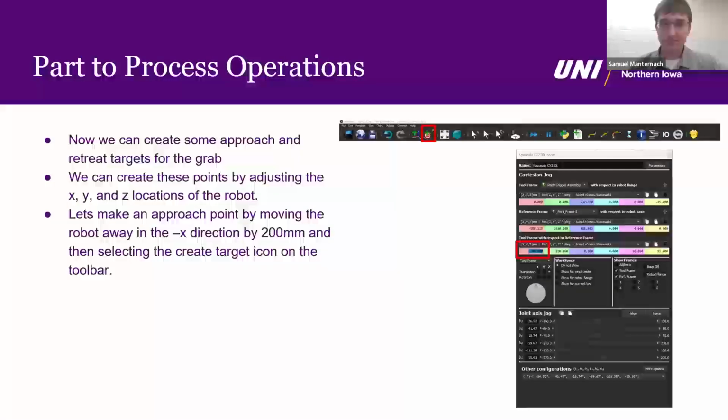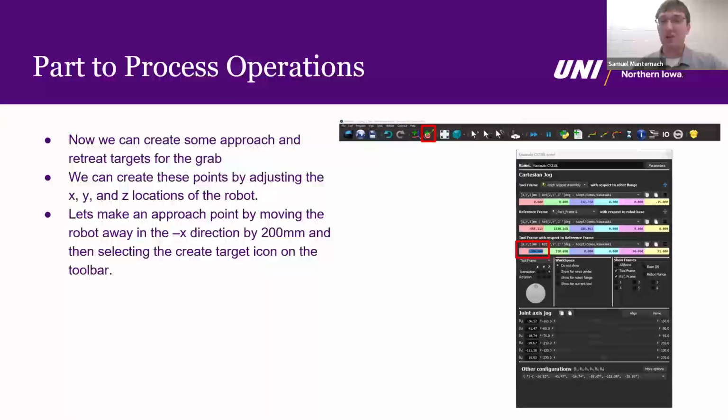All right. So now that you have that target, we can start to just work around how we're going to get our approach and retract points for this grab operation. So looking at our part and how it's fixtured, we can see that in order to grab this part, we're going to actually have to come in from the side to grab it, and then we're going to have to go up to get away from our fixture. And we can do this in a couple ways, but we'll actually be doing it by adjusting our X, Y, and Z location on our actual robot.